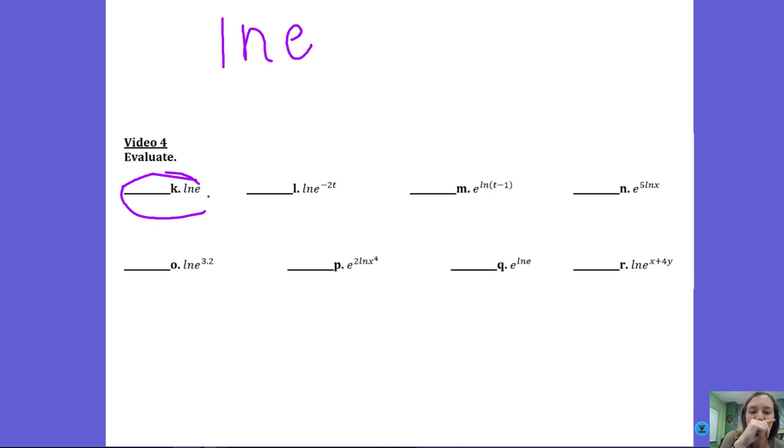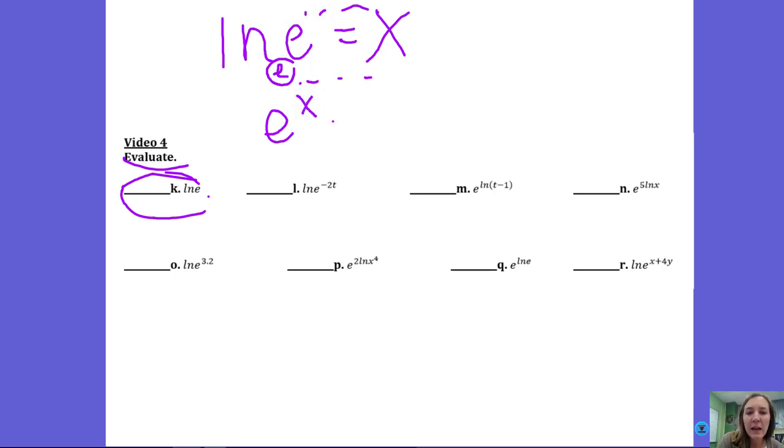So ln of e is what we have, and they want us to evaluate. Last week when we talked about evaluating, we would set it equal to x. Then we simplify it by switching it out of log form and into exponential form. ln has a base of e that we can write in. That's going to be the base of my exponential equation. If I go around in my circle, the exponent would be x, and I'm going to set that equal to the answer, the argument, which is e.